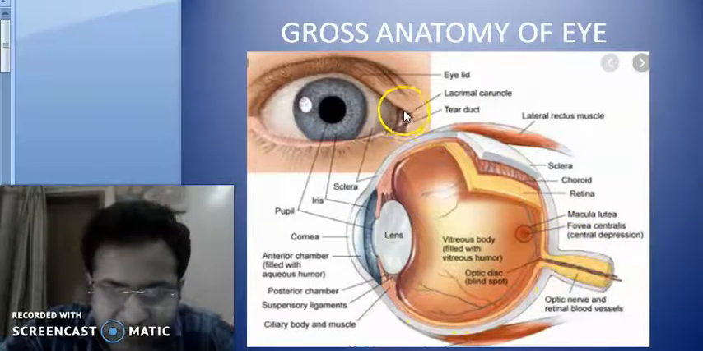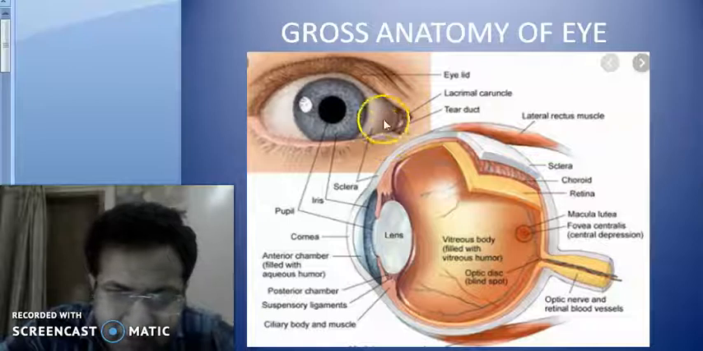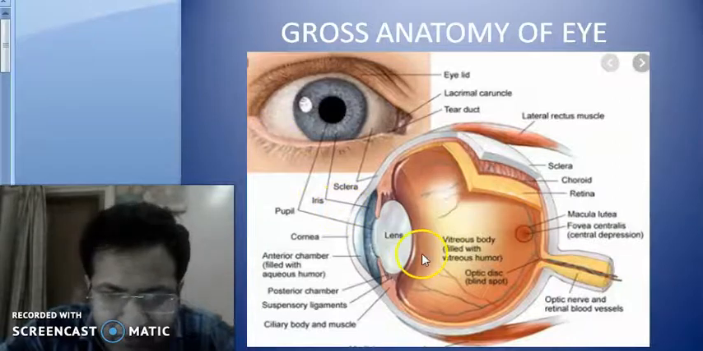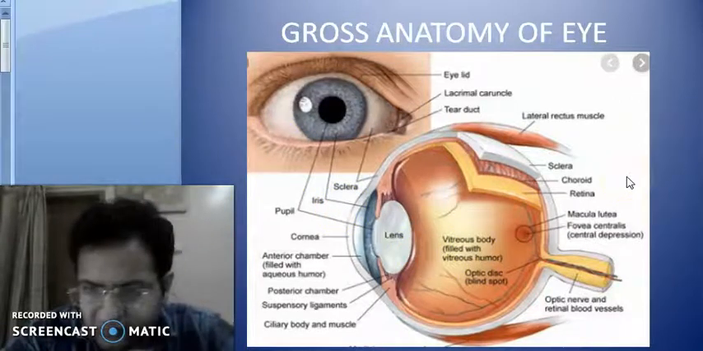This is the portion of the lacrimal caruncle. Here the punctum is present, the upper punctum and the lower punctum, about 5 mm from the medial canthus. This area is the medial canthus. This is the lateral canthus. Okay, this is the gross anatomy.